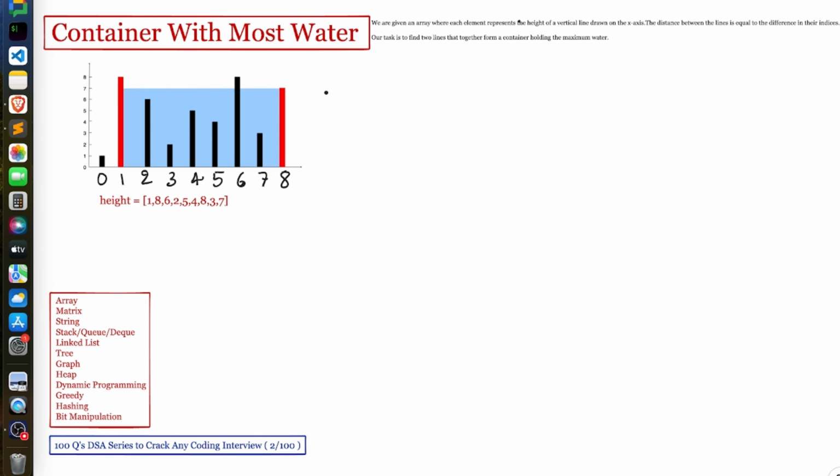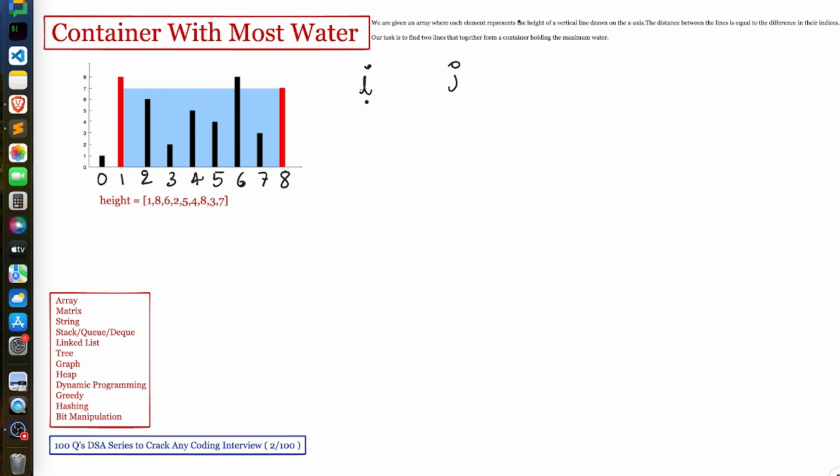So to solve this problem, we will start with the brute force approach. Whenever any question is asked in an interview, always start with the brute force approach and then try to optimize it. In the brute force approach, what we can do is pick any two heights and check if the water content in between them is maximum or not. For example, we will take two heights, let's say the indices are i and j, right?